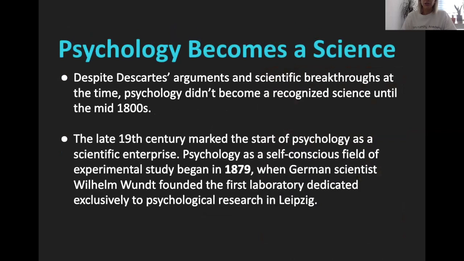So psychology didn't really become a science until the late 1800s. And that's because the start of psychology can be attributed to the founding of a psychological laboratory at the University of Leipzig in Germany by Wilhelm Wundt. That's how you say that name, Wilhelm Wundt, because German. They pronounce their W's like V's, and their V's like F's. But anyway, moving on.